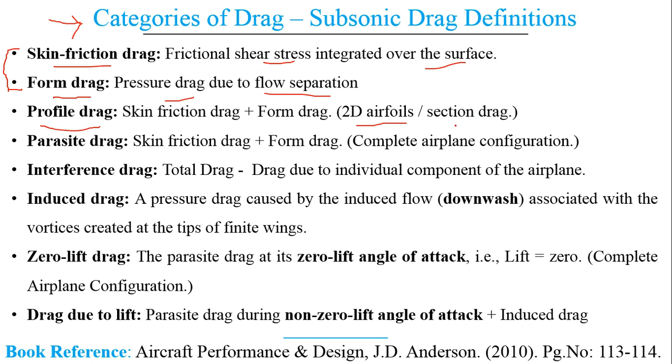Profile drag is also known as section drag. From section drag itself, we can understand that this is a 2D drag. So when we convert this 2D drag for the case of 3D, that is when we consider the summation of skin friction drag and form drag for the whole aircraft, that is a complete airplane configuration, we will be obtaining the parasite drag. So this parasite drag, this term will be used time and again in this session and in the further portion of the syllabus.